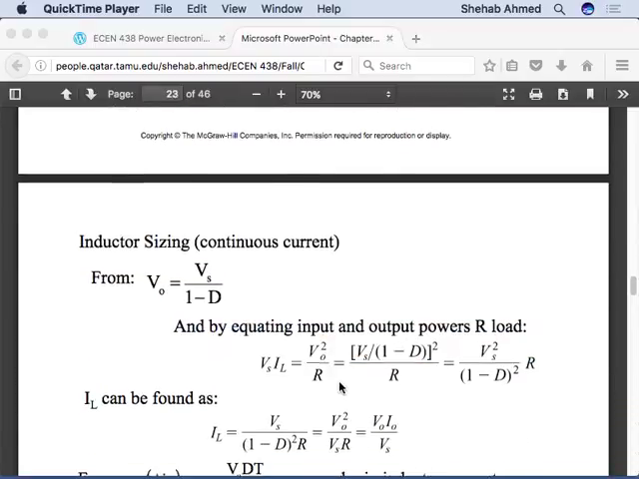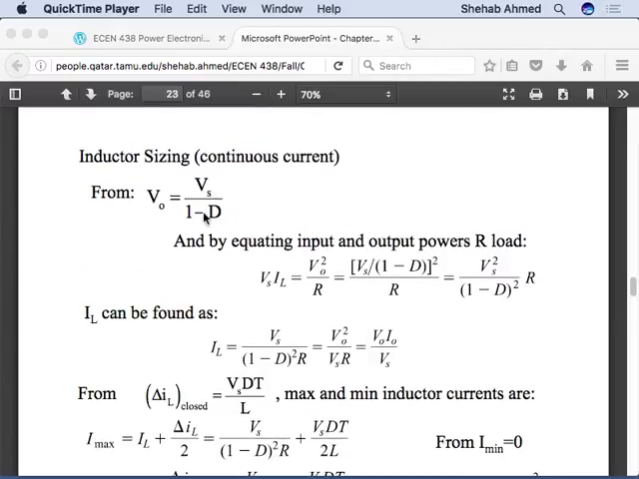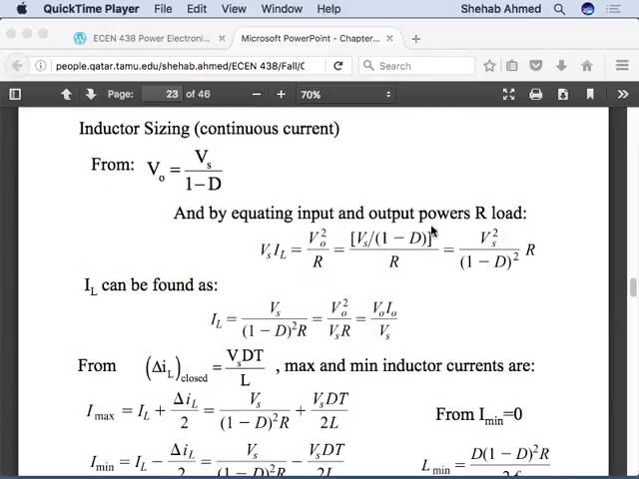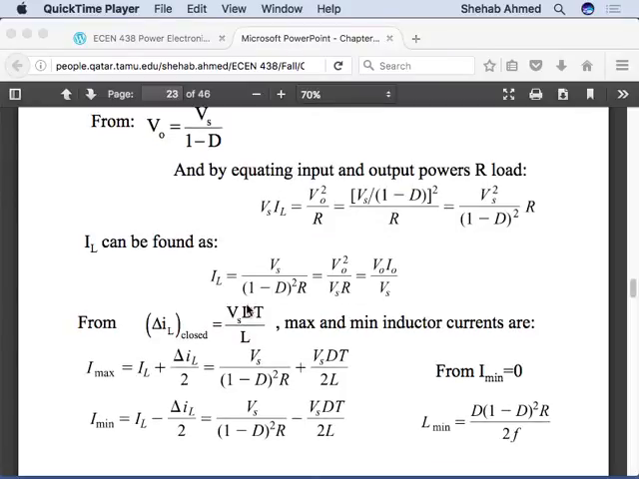So let's see what we do here. We can equate the input power and the output power, right? Output voltage is from the voltage transfer ratio, Vs over 1 minus D. So the output power is Vs over 1 minus D, squared, divided by R. I just rearranged this, okay? And from here, I can calculate the average value of inductor current, because the average value of inductor current is equal to the average value of battery current in this case. I use it to substitute in the minimum and maximum equations that I want, right?